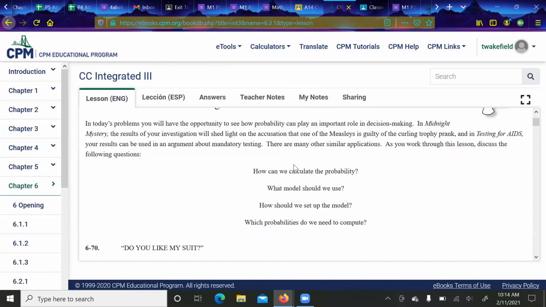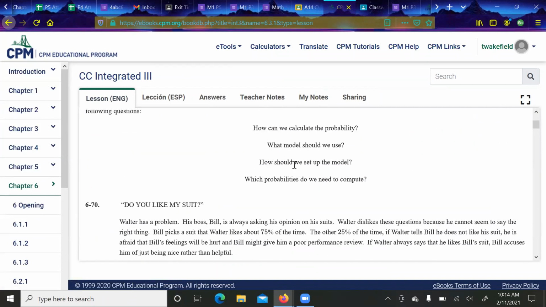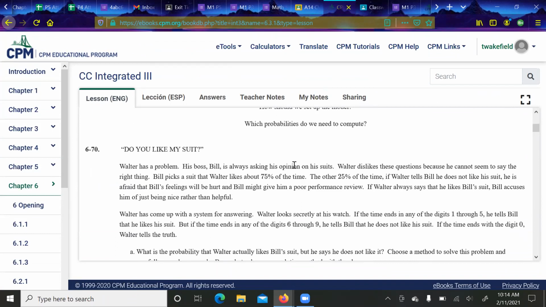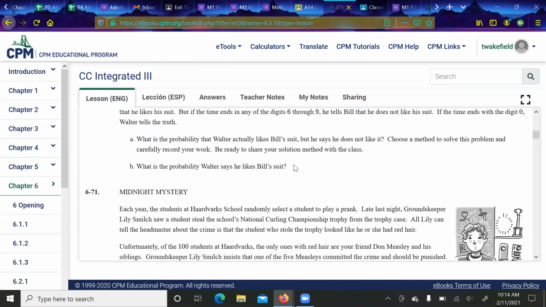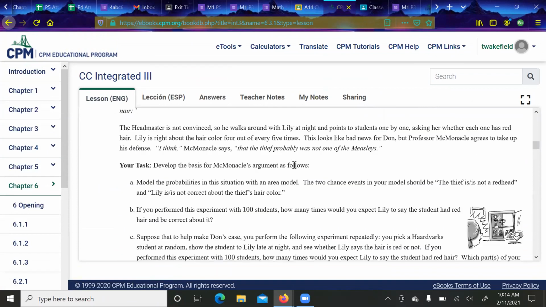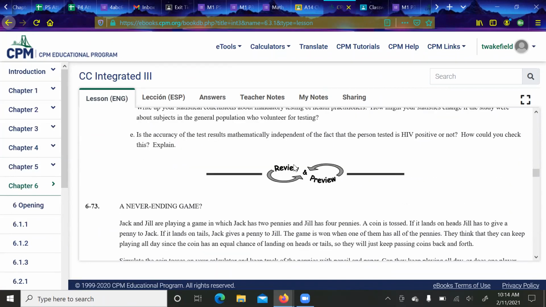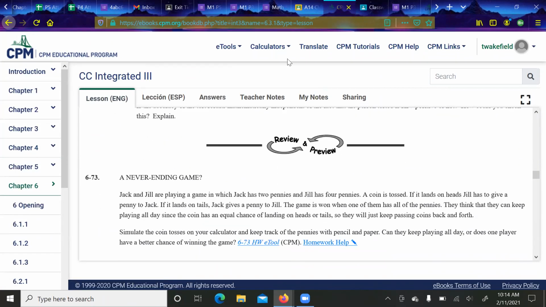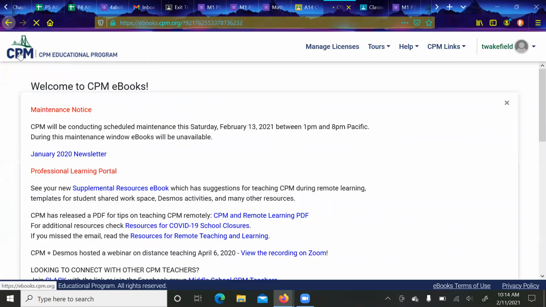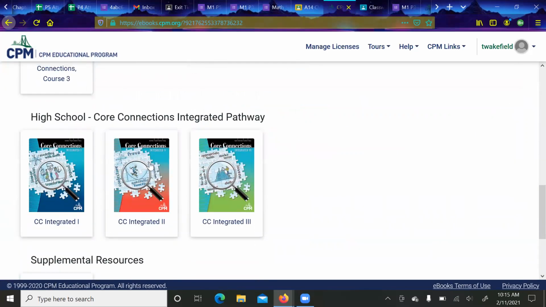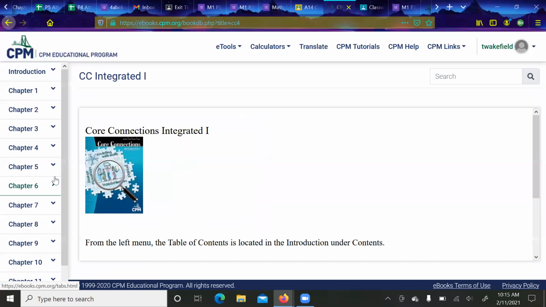Okay, so we are going to start with, this is not the right problem. Where am I at? 70. No, you know what? This is the wrong book. Sorry. When I restarted my computer, I had to open a new tab, and so I'm in Math 3. So let me go back to Math 1. That is not the right problem that I was working on this morning when I was prepping.